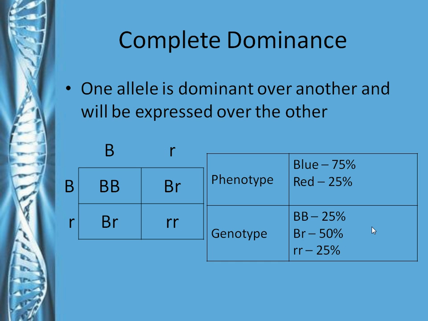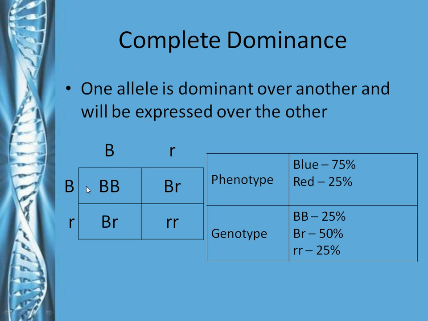Now, if we take a look at complete dominance, on the other hand, we can see that one allele is dominant over another and will be expressed over the other. And this is where we actually have the upper and lowercase come into play again. And we can see that the uppercase one, for example, in this case is blue, and then we have red being the lowercase, so red is recessive, blue is dominant.